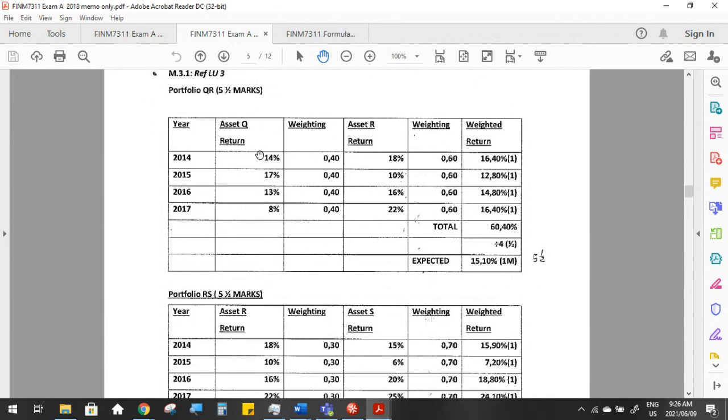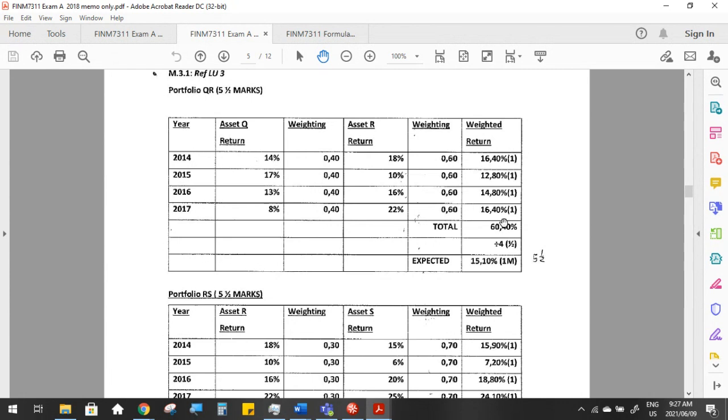So remember you do this per year, so we will get a weighted return for each year, not for each asset. It has to be per year because we want the portfolio, in other words, each year the combination of the 2 assets. So 40% of Q plus 60% of R, in other words, 0.4 multiplied by 14% plus 0.6 multiplied by 18% equals 16.4% as the weighted return.